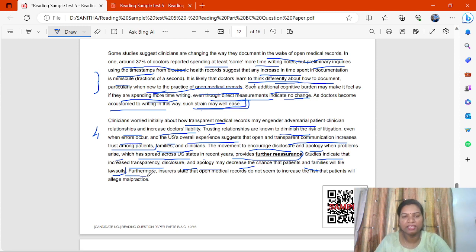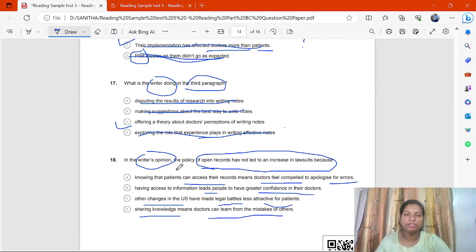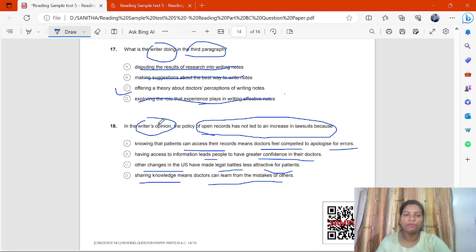Furthermore, again, it is confirming. Furthermore, insurers state that open medical records do not seem to increase the risk that patients will allege malpractice. Okay, these are the points we got here. Then come to the options where we are going to find the writer's opinion. The policy of open records has not led to increased lawsuits because why?